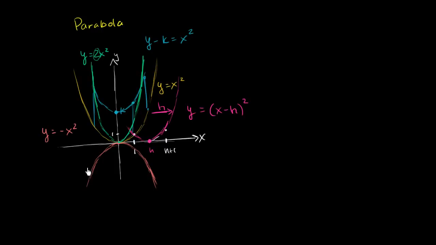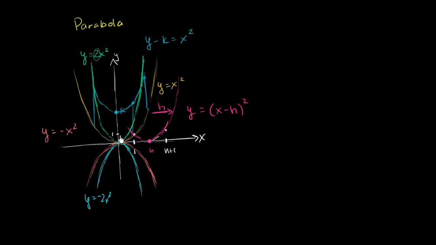If we did y equals negative 2x squared, well then it's going to get negative faster on either side. So it's going to look something like this. It's going to be the mirror image of what I just drew. So it's going to be a narrower parabola just like that.